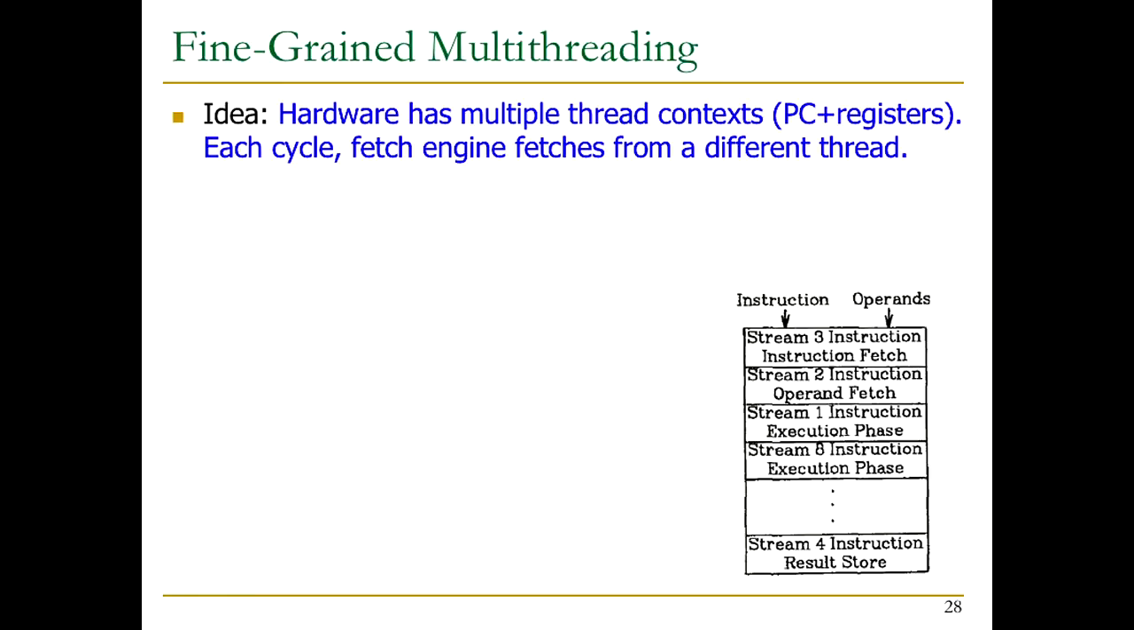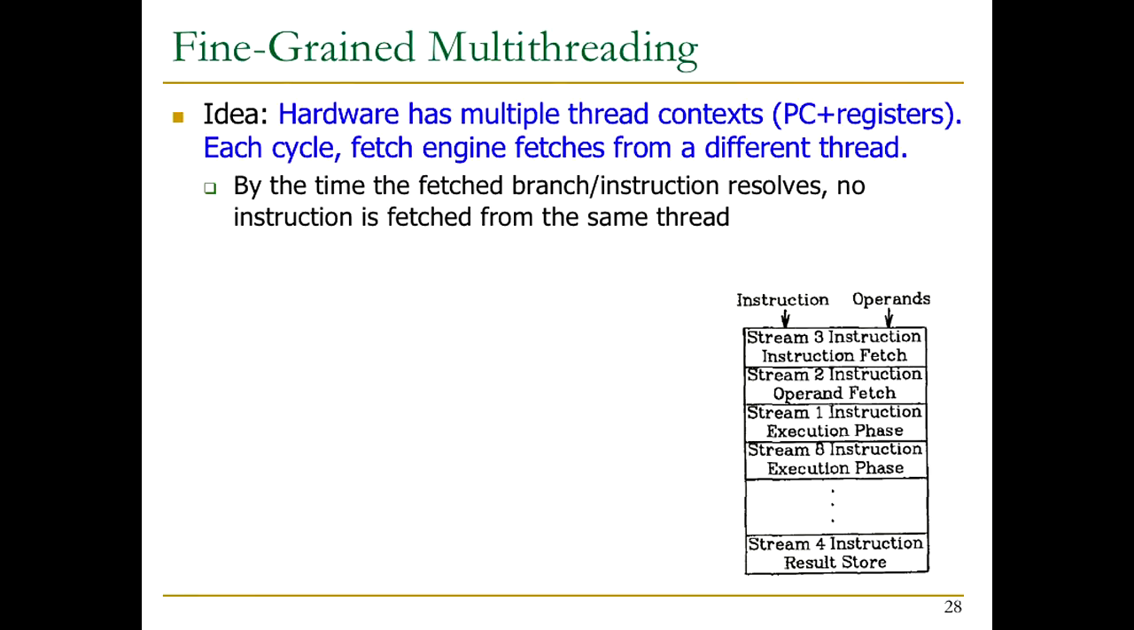Each cycle, you fetch from a different thread. Now, if you do that, you ensure that you don't need to predict the branches, or you don't need to deal with any dependencies within a thread. Because you know that you won't have an instruction from the thread until the only instruction you have from the thread retires and finishes. By the time the fetched branch or instruction retires or resolves, no instruction is fetched from the same thread. This way, you guarantee you don't need to have dependency checking. Right? And this is an example over here, basically.